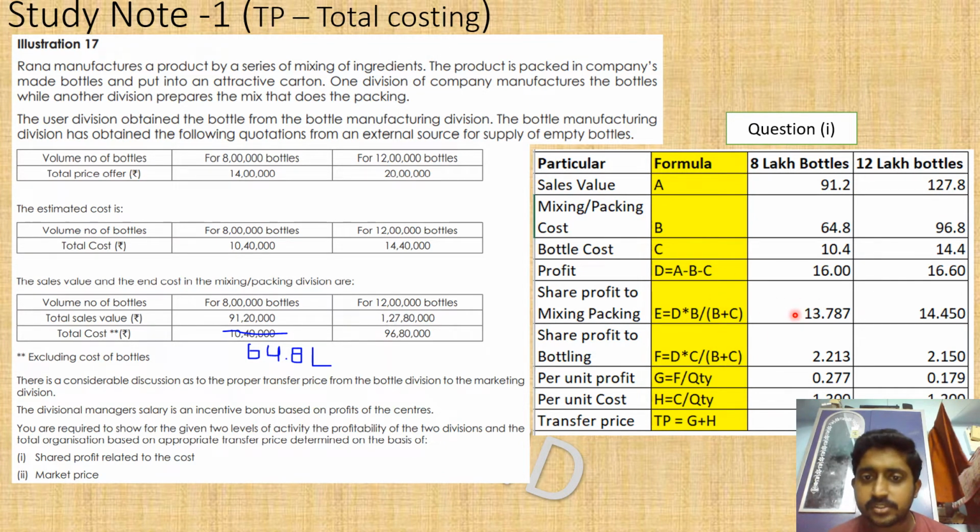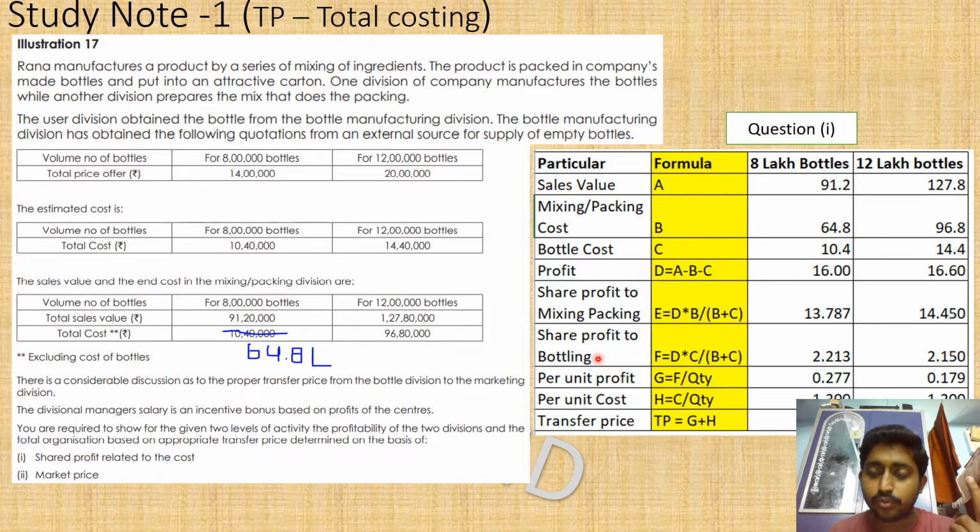So 13.8 lakhs goes to mixing and packing and 2.2 lakhs goes to bottling. Putting together, it comes to 16 lakhs. In the same way, 16.6 lakhs is bifurcated into 14.4 lakhs and 2.1 lakhs. If you total it, it will match with 16.6 lakhs. So now we have calculated the profit. We have bifurcated the profit for the two divisions, because the divisional manager's salary is totally dependent on this profit. Next, what is our agenda? First agenda is sharing of the profit.